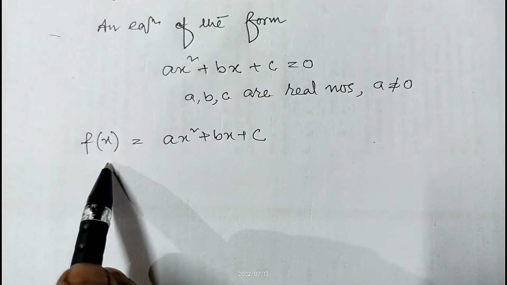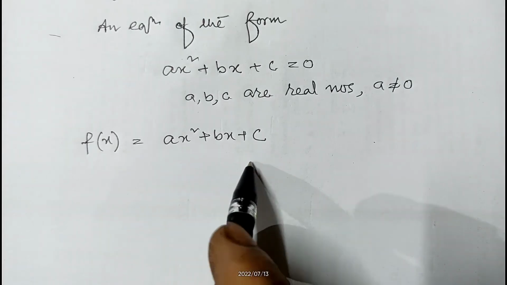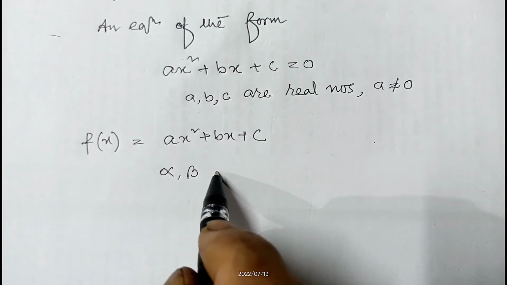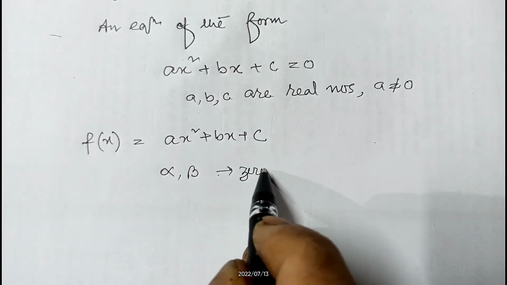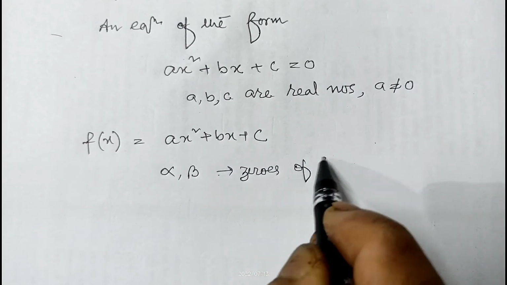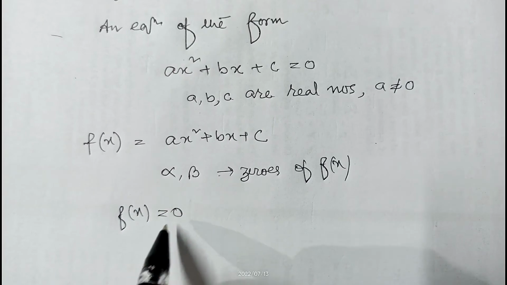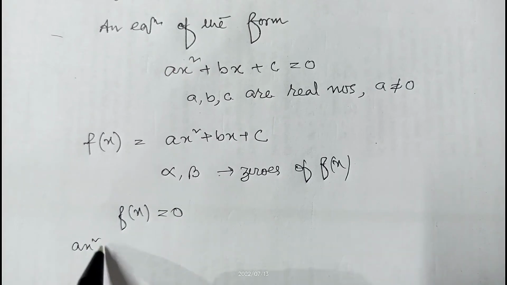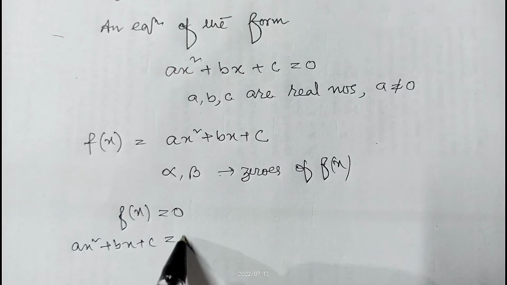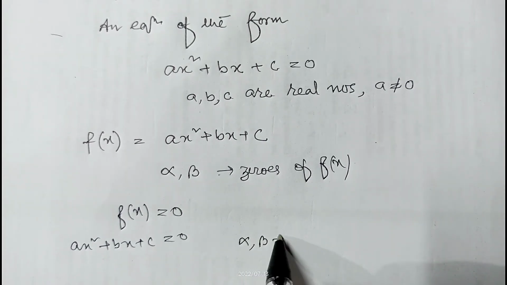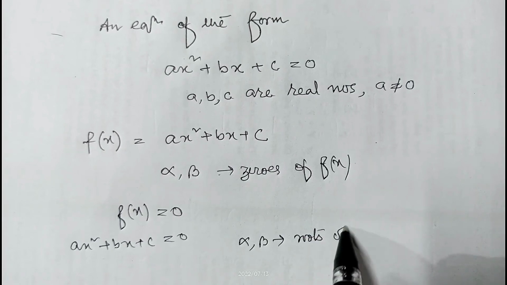Say f(x) is a polynomial which is ax square plus bx plus c, and suppose alpha and beta are zeros. These are zeros of this polynomial. We can write zeros of f(x). Now if we write f(x) equals 0, where f(x) here is ax square plus bx plus c equals 0, then this alpha beta will be termed as roots of the equation. In that case, if this is a quadratic equation, then alpha beta will be termed as roots of the equation.